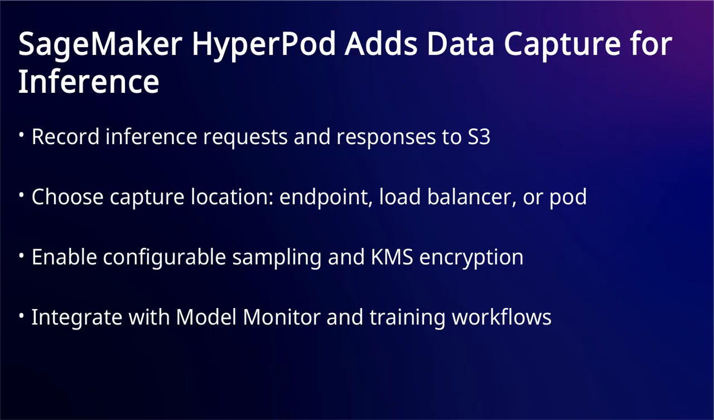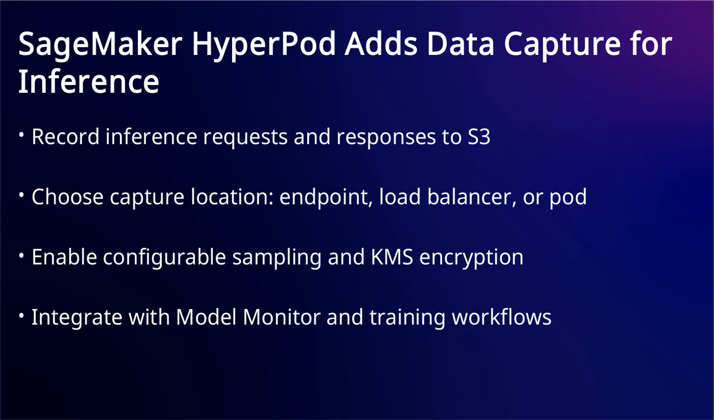When you deploy generative AI models on SageMaker HyperPod, you need visibility into model inputs and outputs to detect drift, troubleshoot production issues, build evaluation datasets, and improve deployed models. Previously, you had to build custom logging pipelines outside the service to capture this data. Data capture now records inference request and response payloads from production endpoints directly to S3.